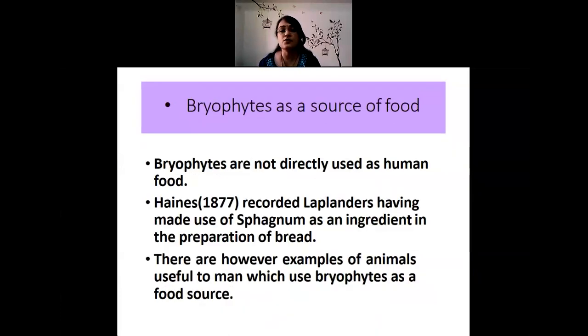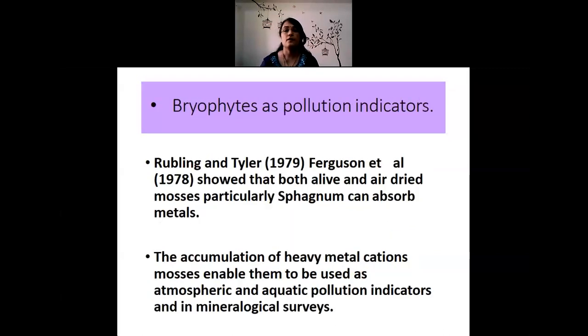Coming to bryophytes as a source of food, these are not directly used as a human source of food, but it has been recorded that sphagnum has been used as an ingredient in the preparation of bread, and some animals useful to man use these bryophytes as a source of food. And bryophytes have been found to be pollution indicators also.